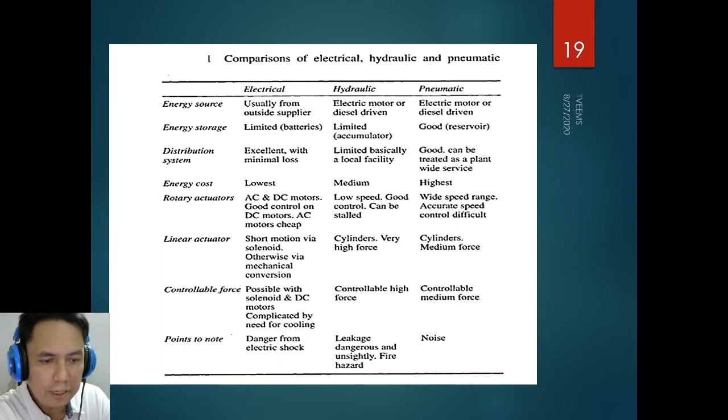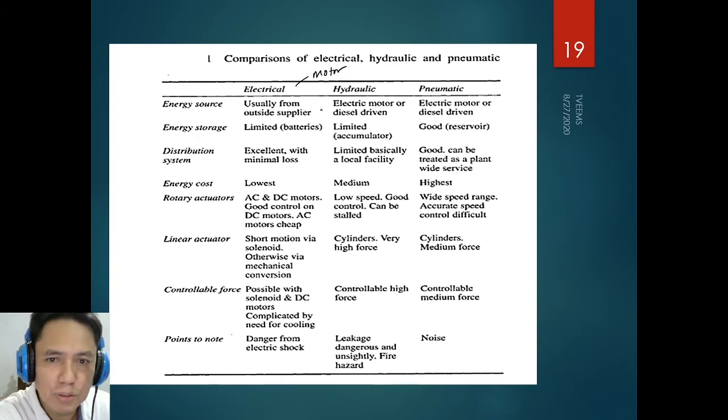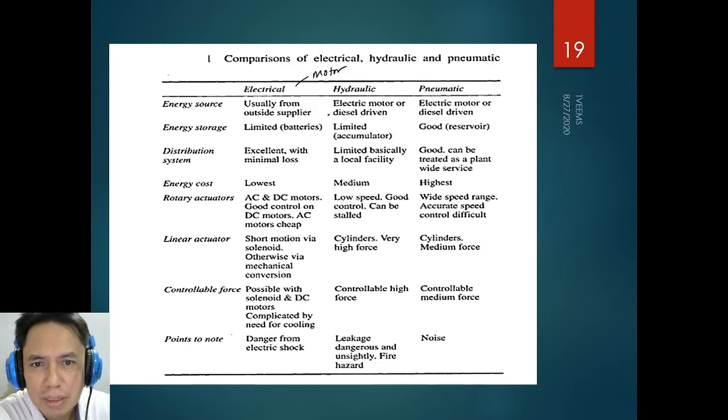So here, first we define the three main drives: electrical, hydraulic, and pneumatic. Electrical is, as we all know, mostly driven by a motor, whether it is a DC or AC motor, or the others are stepper or servo motor. And the other two are hydraulic and pneumatic.